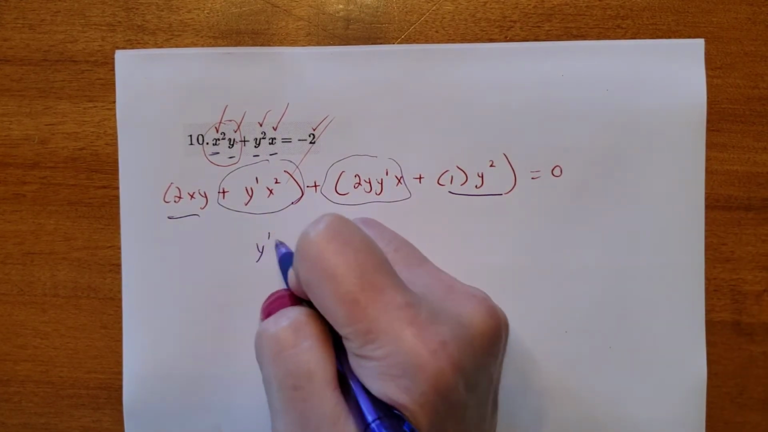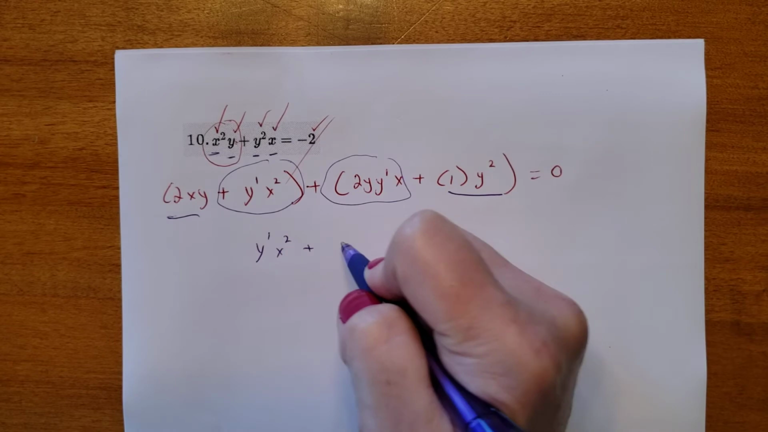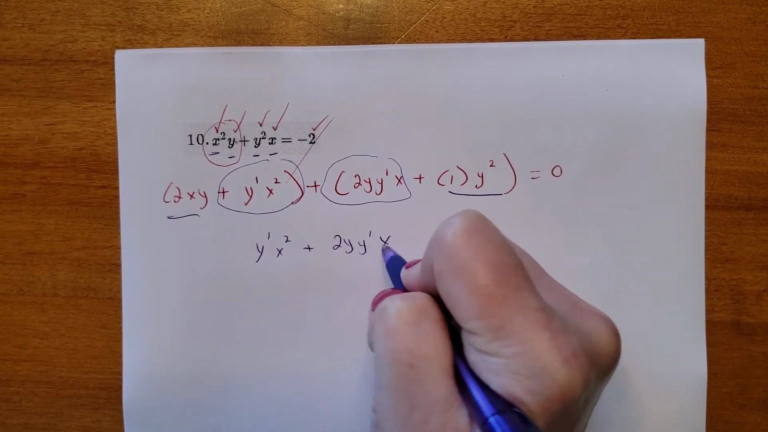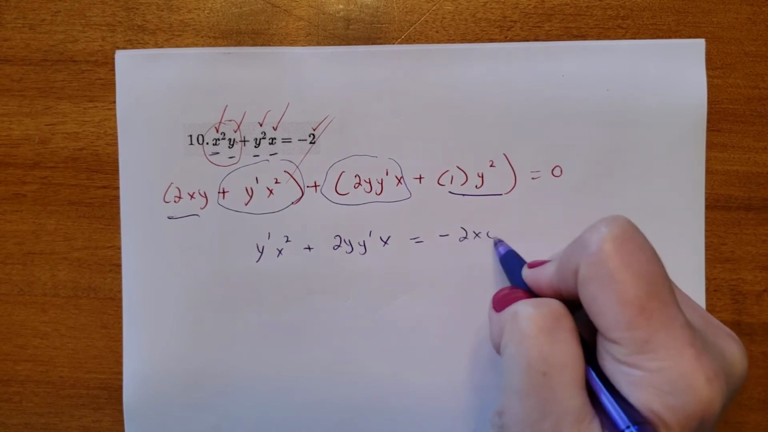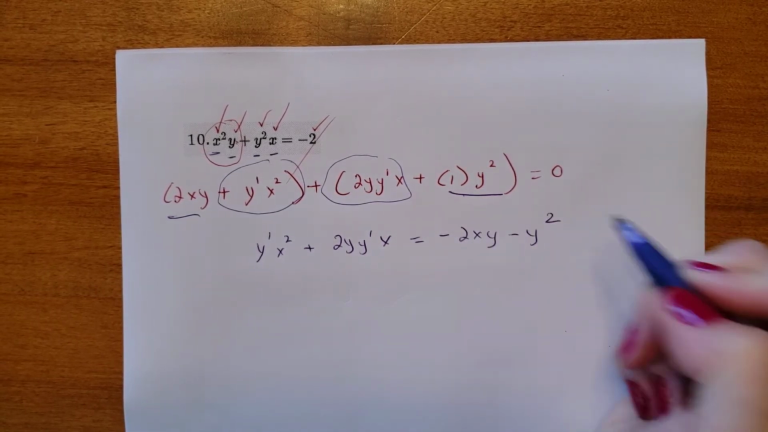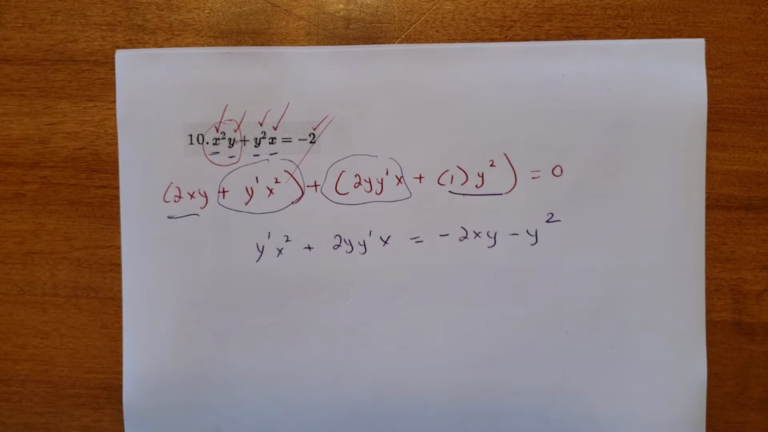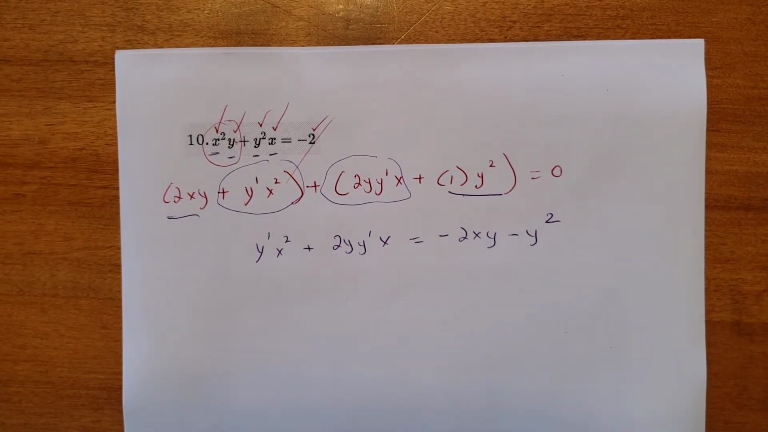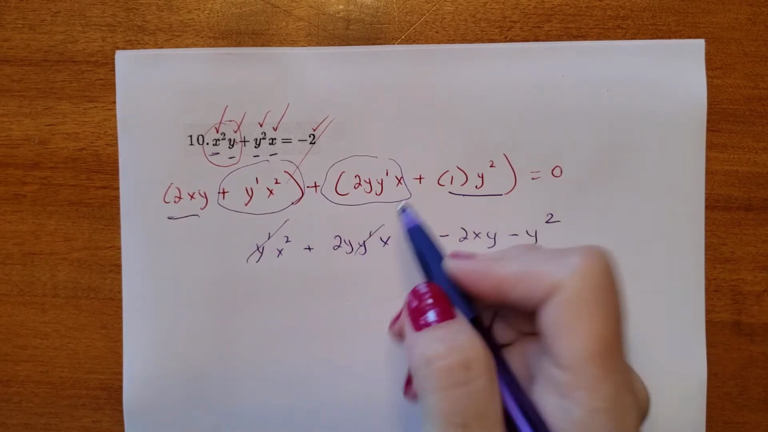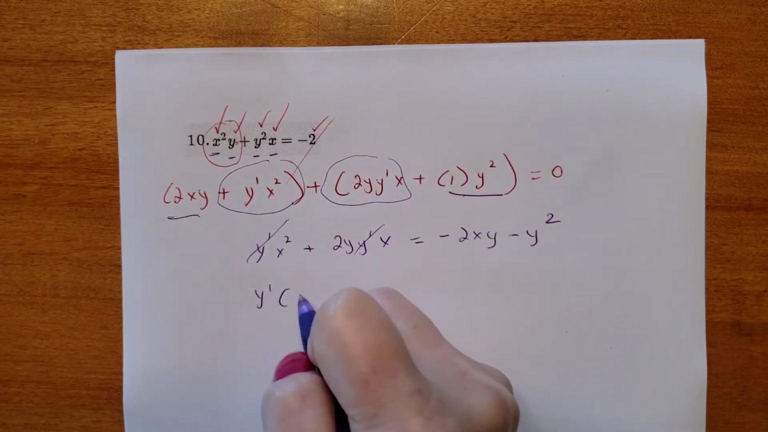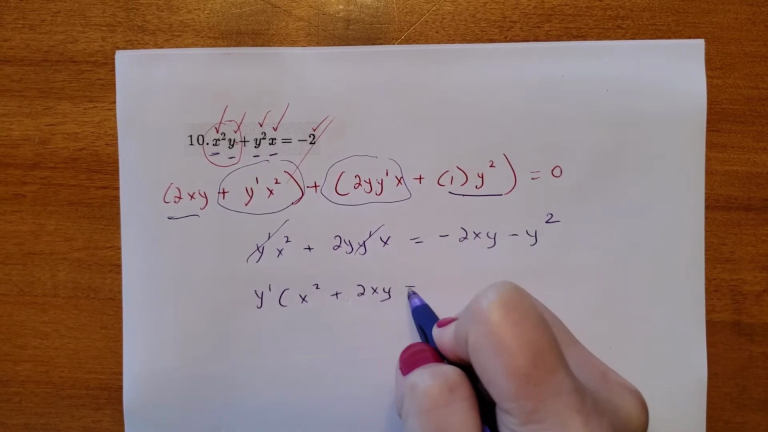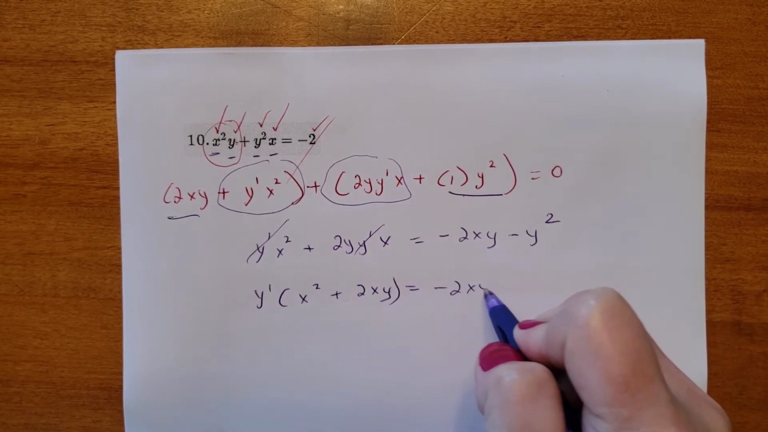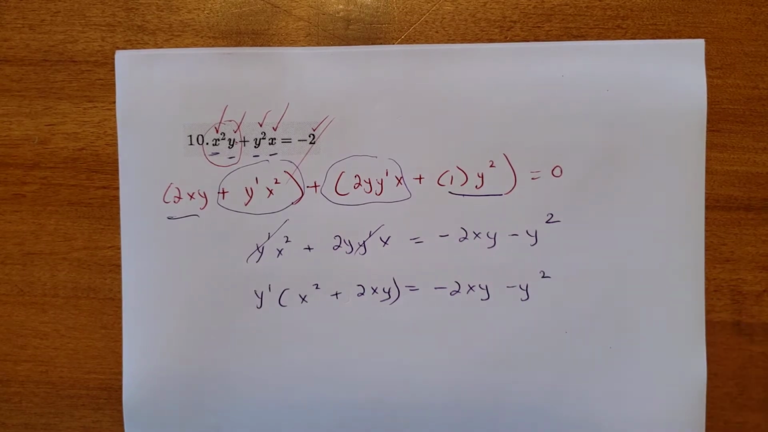So that gives us y prime x squared plus 2y y prime x equals, moving those 2 chunks to the other side, negative 2xy minus y squared. And then the directions said get all the y primes on one side and then factor out the y prime. So I'm going to factor out the y prime from this. So y prime times x squared plus 2xy equals negative 2xy minus y squared.